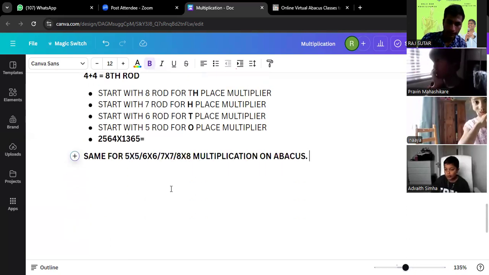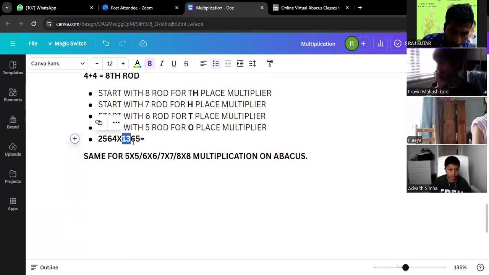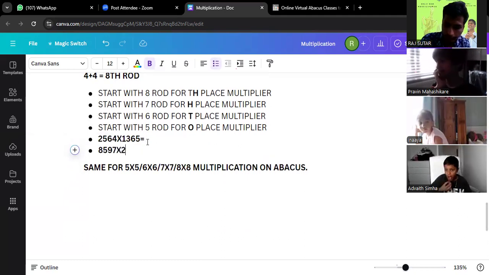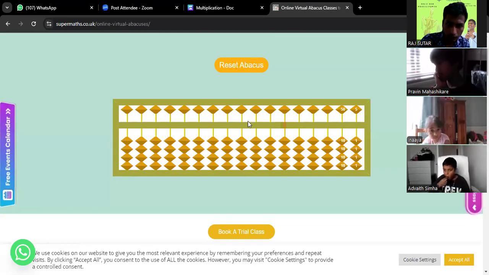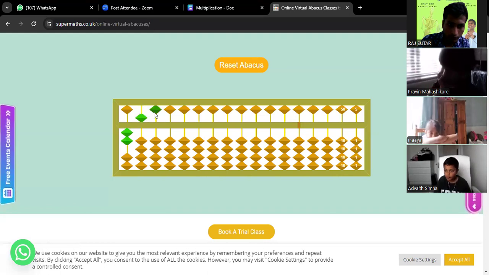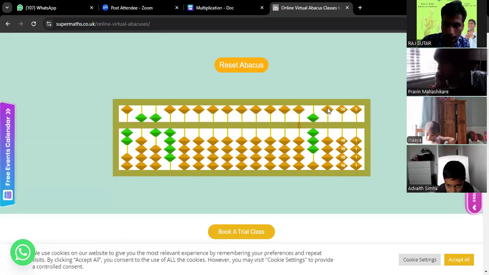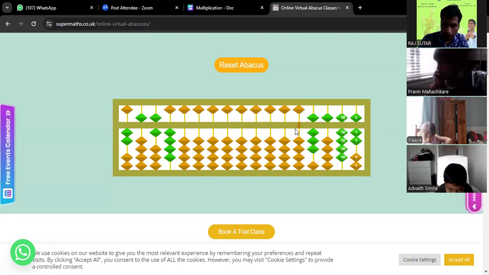Now I'll explain again. Now it's 2564 multiplied by 13, children, okay? 2564 multiplied by 13. We'll take one more sum also, okay? So let's take now, this is our middle lot, let's say, and let's write the sum over here, which is 2564, this 2564 I have written, then this is 8597. Yeah, so this is our units place, let's assume, because units place is in the middle, but this is a small Soroban, so I am making this the units place.